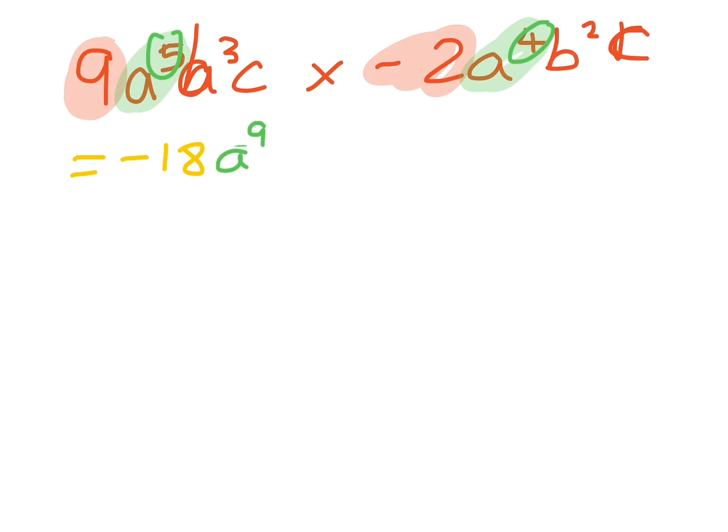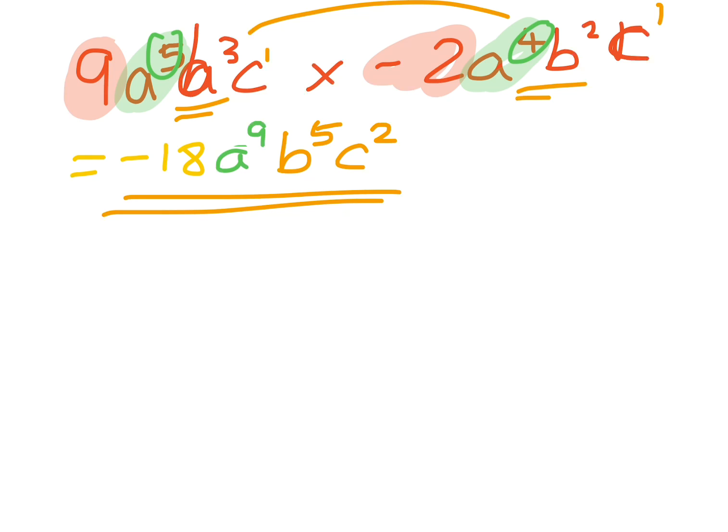And then we could do the b's. So b^3, b^2, add the indices, 3 plus 2 is 5. And c^1, c^1, 1 plus 1 is 2. So minus 18, a^9, b^5, c^2.